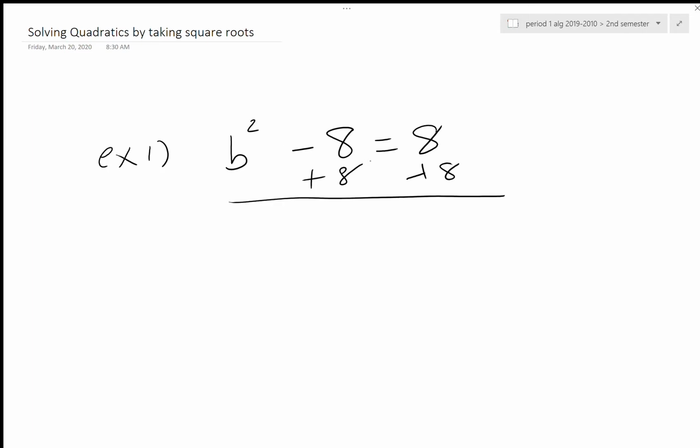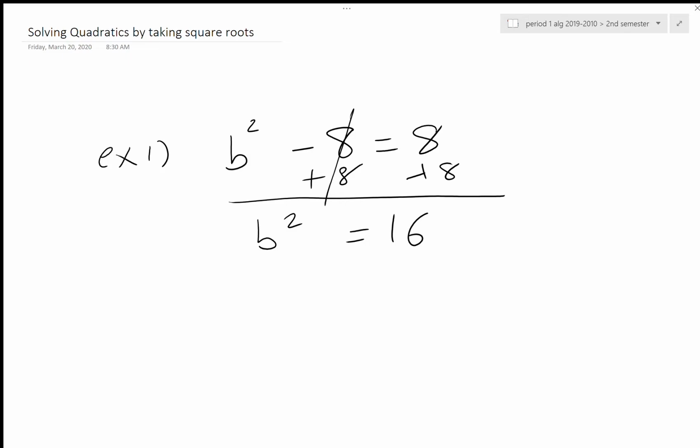So for example, you're given b squared minus 8 equals 8. So it's kind of like if this square wasn't there, this is how we would solve it. Okay. So we would do plus 8 plus 8. That crosses out. B squared equals 16.